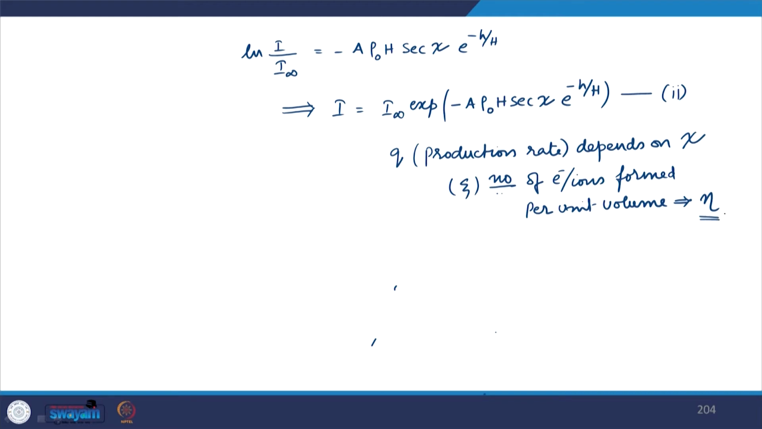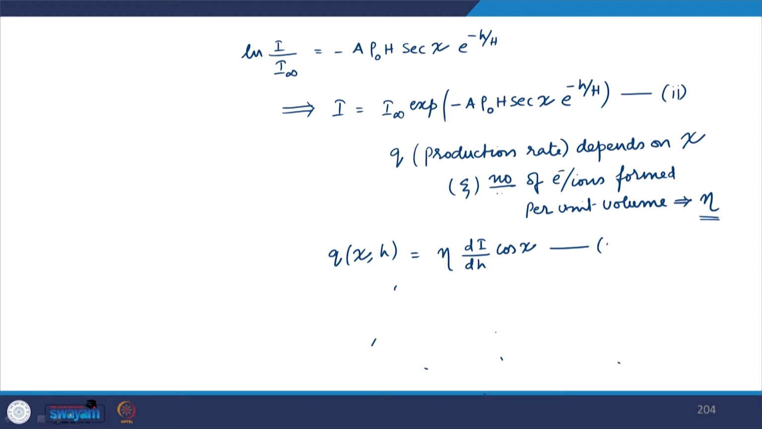Okay, so we can write Q, which is a function of chi, the solar zenith angle, and the height. That means we are trying to calculate the production rate at a particular height, which is equal to eta times dI by dh cos chi.